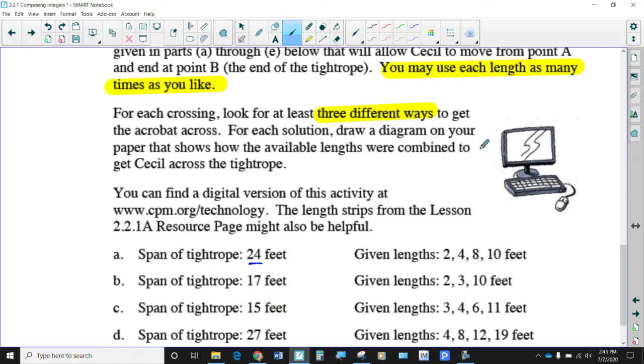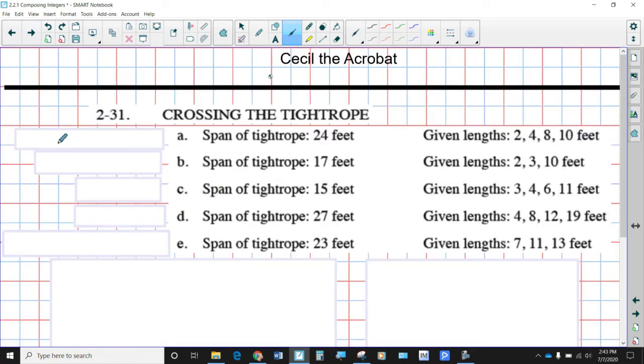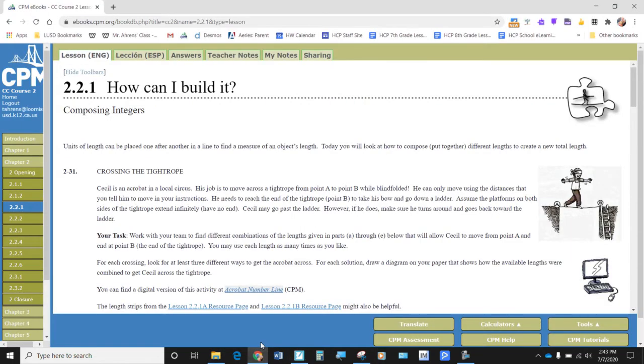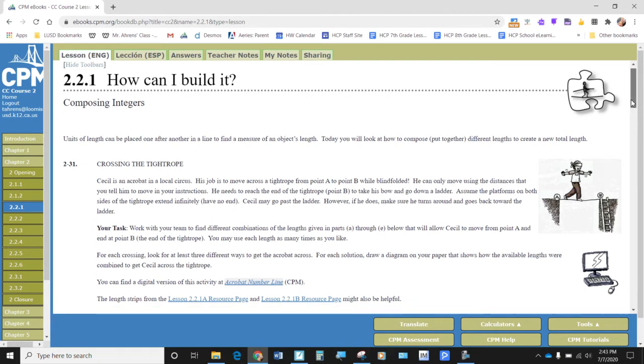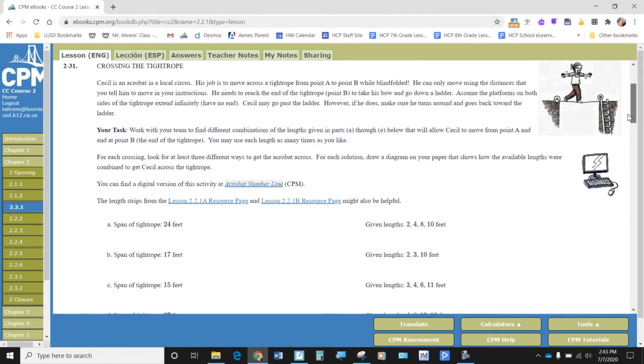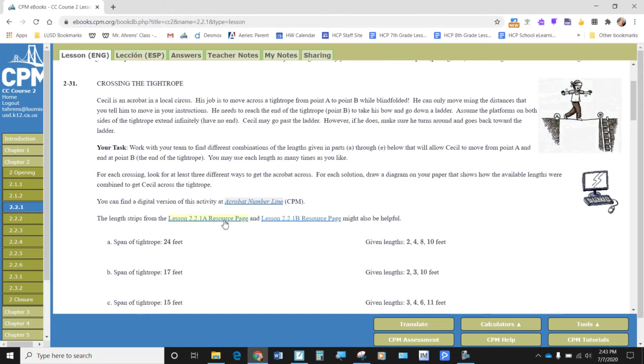Okay, so with that in mind, let me turn to this page so we have all the lengths, and let's pull up the CPM online book. Okay, so this is lesson 2.2.1, and we are on problem number 31, which is crossing the tightrope. And if you feel like reading through those directions, absolutely go ahead and do that. There are resource pages, but you don't need to have the resource pages.